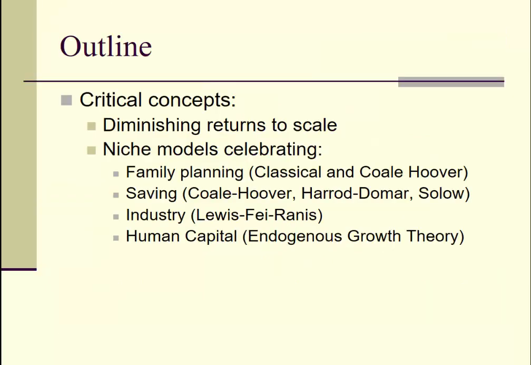We're going to cover critical concepts in growth theory. The first one is going to be the basic fact of diminishing returns to scale. Then we're going to go through several different niche models, and each of them will be celebrating a very different policy prescription. There will be the classical and the Coale-Hoover model, which highlight the role of family planning and population control. There'll be Coale-Hoover, Harrod-Domar, and Solow models, which highlight the role of savings. The Lewis model highlights the role of industry. And we'll end our lecture with human capital-based models, also known as endogenous growth theory.